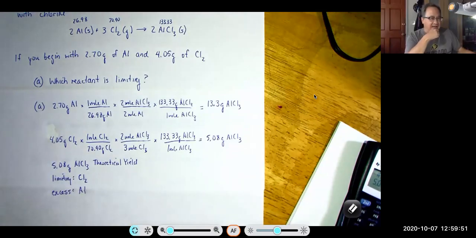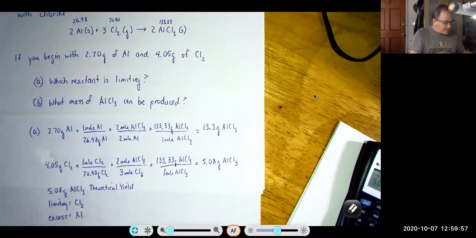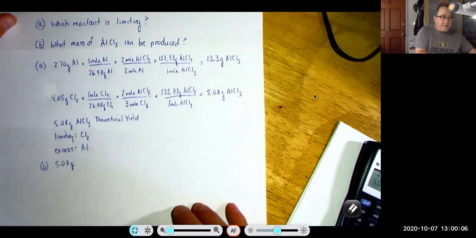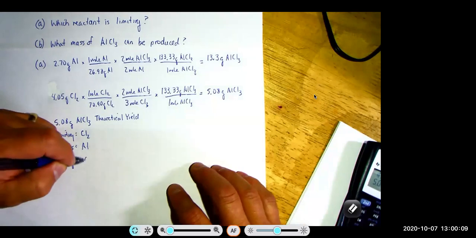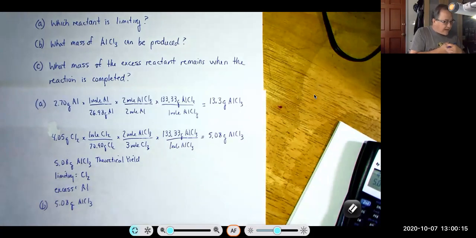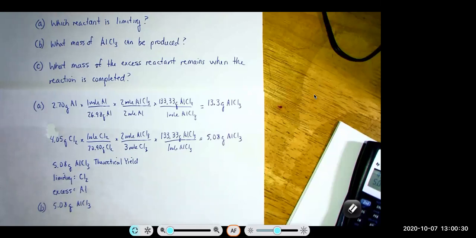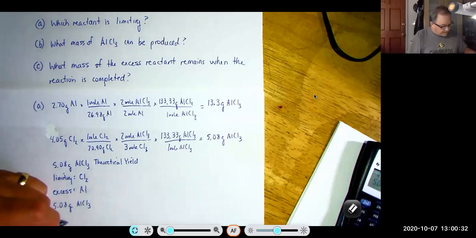Okay, so kind of got a handle on that? Yeah. Okay. B, what mass of aluminum chloride can be produced? 5.08 grams, right? Right. We already answered that. C, what mass of the excess reactant remains when the reaction is complete? So how much leftover aluminum? Could you just subtract? We could do that, right?